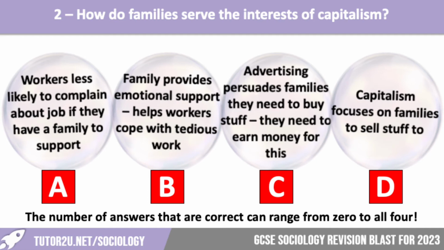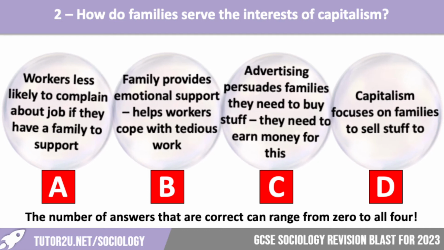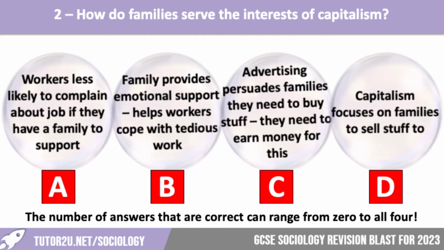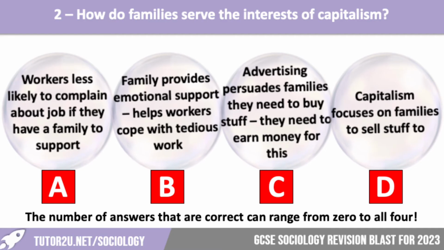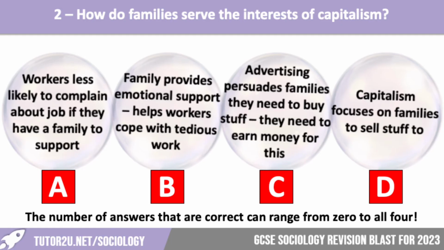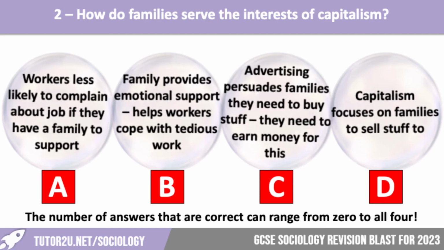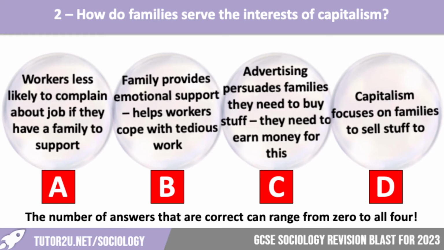Workers go home to their family, which they get their emotional support from, so it means if they've had a tedious day at work, they can generally cope with that because they've got that emotional support at home. Capitalism focuses on families to sell stuff to, and they do that through advertising, so persuading families that they need to buy stuff. So in order to buy stuff, you've obviously got to earn money for this, which then feeds into capitalism. Well done if you got those all correct.